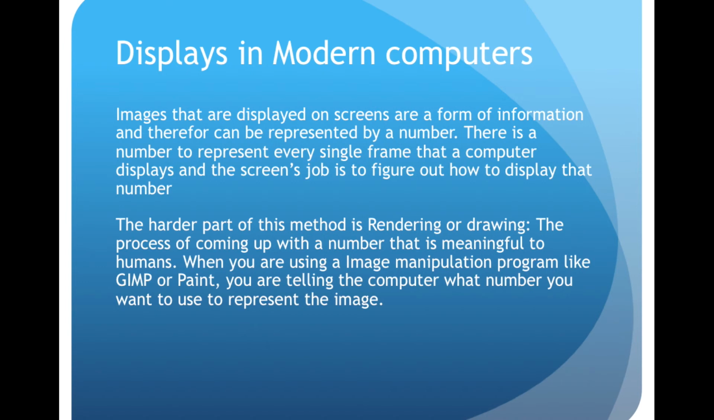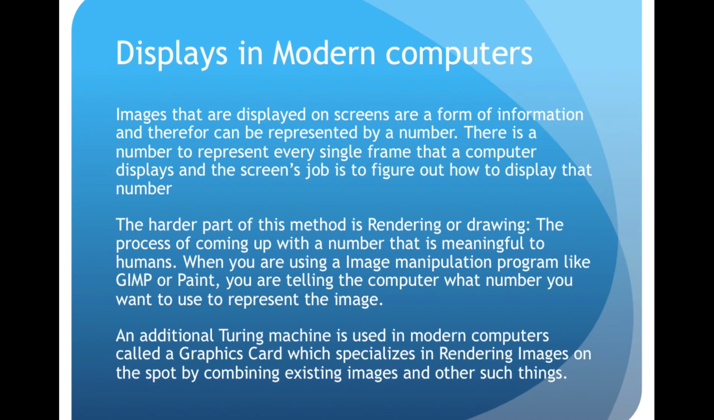So you'll go through a process called rendering to come up with a number that actually represents an image that's meaningful. When you're using an image manipulation program like GIMP or Paint, you're just coming up with that number to represent it and rendering it in the program. But usually this is done by your graphics card, which is actually a Turing machine itself that's specialized to come up with images like that really quickly.